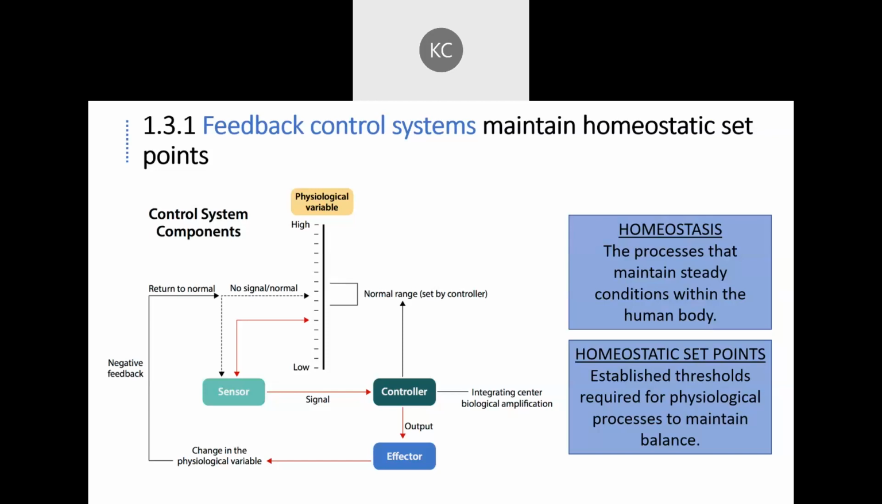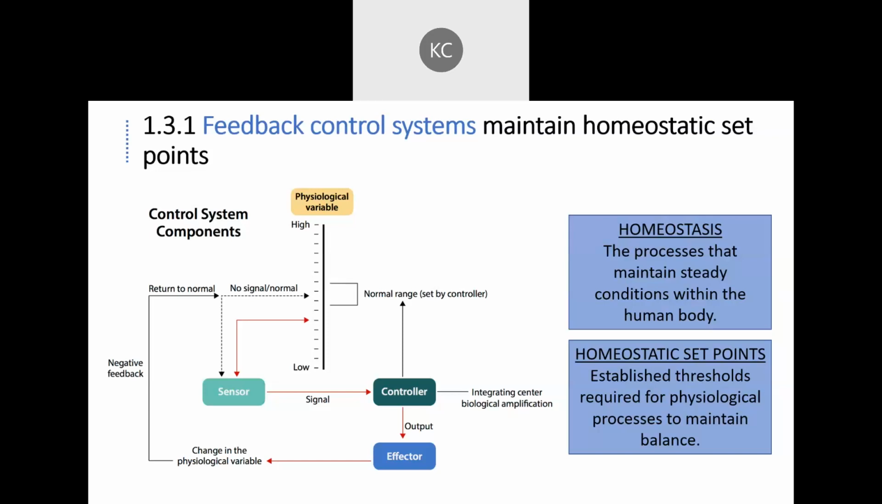Okay, so our homeostasis is going to be regulated by what are called feedback loops. There are two different types of feedback loops. There are positive feedback loops and there are negative feedback loops. The majority of the ones we'll talk about are going to be what are called negative feedback loops.